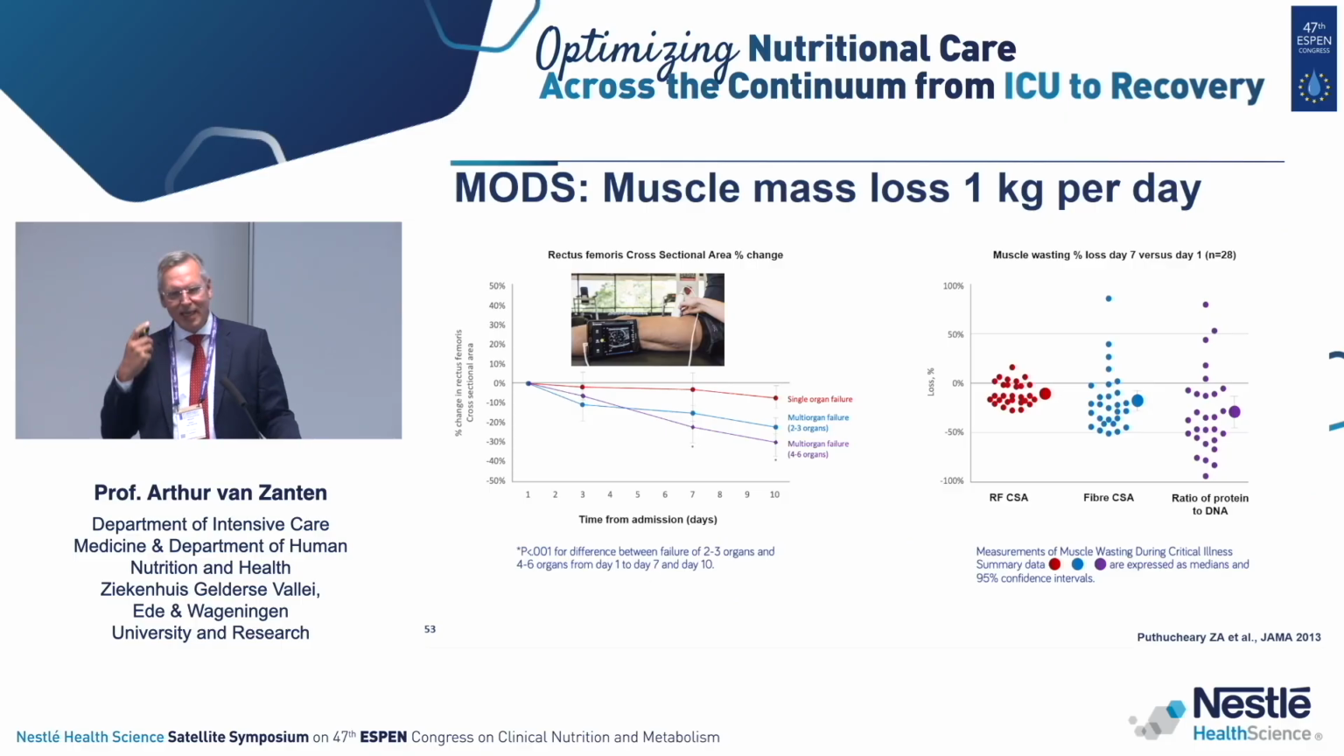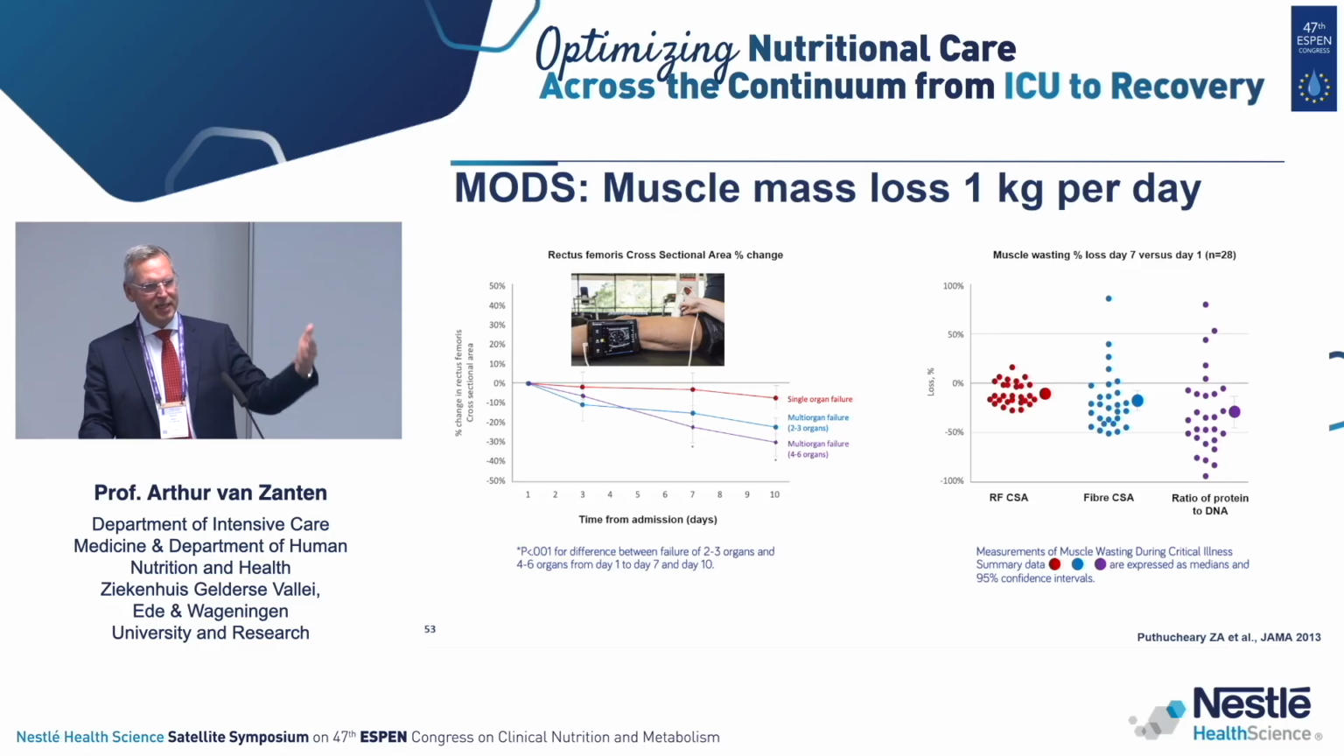Now, you've seen this slide, I think, a million times. It's work by Zanten from London, showing that ultrasound of the leg, the quadriceps muscles, shows a decline in muscle mass in the first 10 days of ICU stay. Especially those patients with multiple organ dysfunction show huge loss of muscle mass, up to 25% of the muscle mass of the quadriceps muscles. And that translates in general patients to a muscle mass loss of 1 kilogram per day.